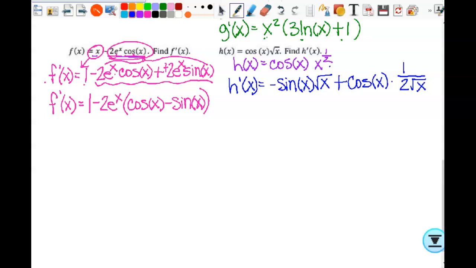Can I factor out a square root of X? No, because one's in the numerator and one's not. Okay. Any questions about that one? Speak up if I have lost you anywhere or you're questioning anything that's happened. Okay. Good deal. So let's flip it over then.